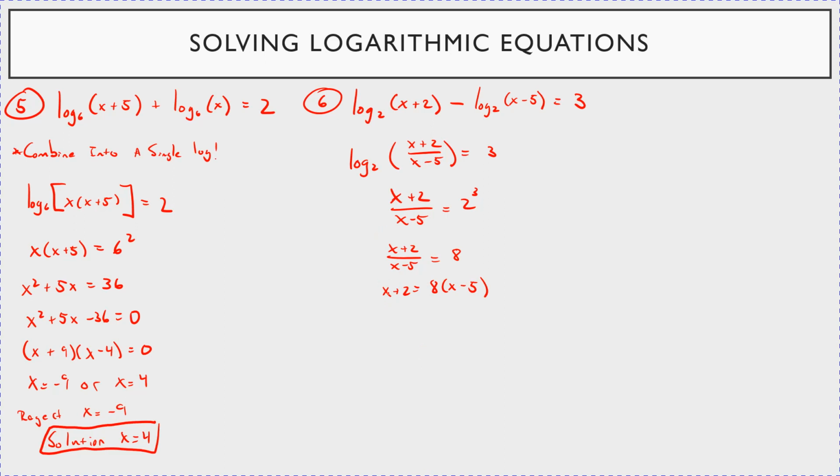How are we going to solve this? Distribute here. So this is x plus 2 is equal to 8x minus 40. Be careful how you solve this. I'm going to try to keep things positive, so I'm going to add 40 to one side and subtract x from the other side. So this is 42 is equal to 7x. And then how would you solve this? You would just divide both sides by 7.